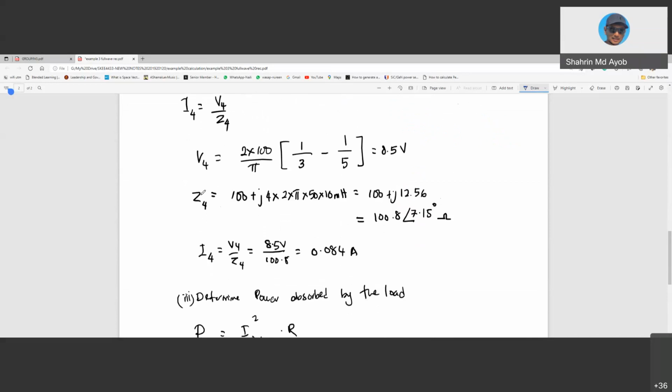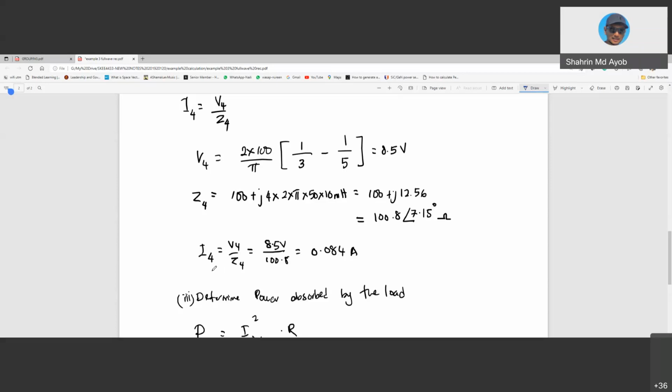And the impedance is 100.8. Then by using that formula, I4, you can calculate V4 over Z4, which is almost 0, 0.084 as you can see here. It's almost 0. For harmonic current number 6, I think it is also almost 0.001, I think.